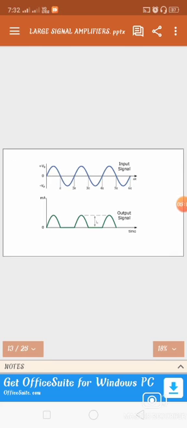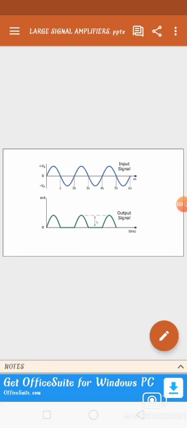In the Class B amplifier, the current is conducted only in one half cycle. In the second half cycle, it is in the off state, which means the current can be conducted only in one half cycle.